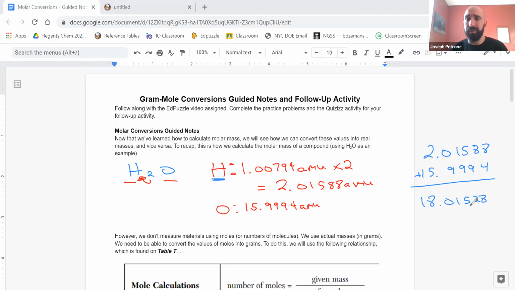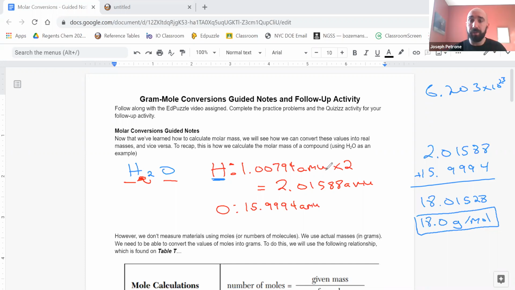For the most part, we're going to round to the nearest tenth. So our molar mass here is going to be 18.0 grams per mole. That means that in 1 mole of water molecules, or 6.022 times 10 to the 23rd molecules of water, it's going to have a mass of 18 grams.